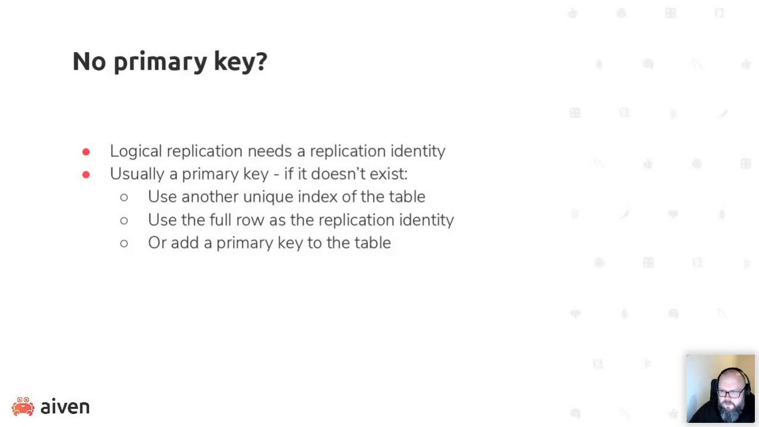Then, as we mentioned earlier, logical replication needs a replication identity, which is typically the primary key. If there is no primary key, you still have options. Use another unique index of the table, use the full row as the replication identity, or of course, add the primary key to the table.